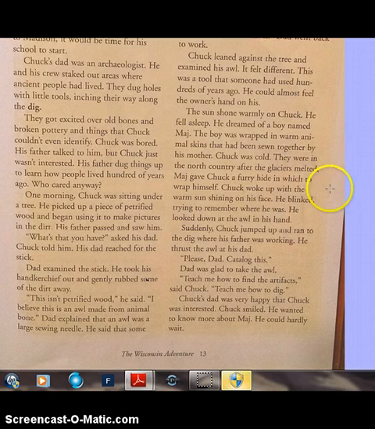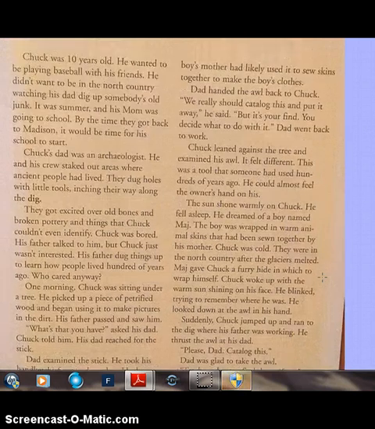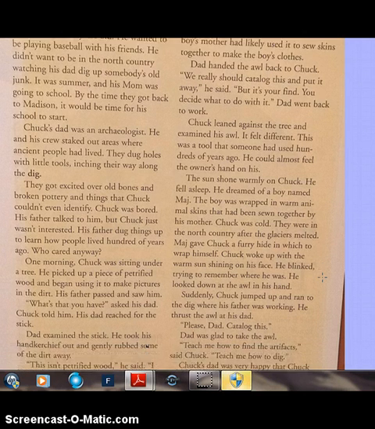Dad explained that an awl was a large sewing needle. He said that some boy's mother had likely used it to sew skins together to make the boy's clothes. Dad handed the awl back to Chuck. "We really should catalog this and put it away," he said. "But it's your find. You decide what you do with it." Dad went back to work.